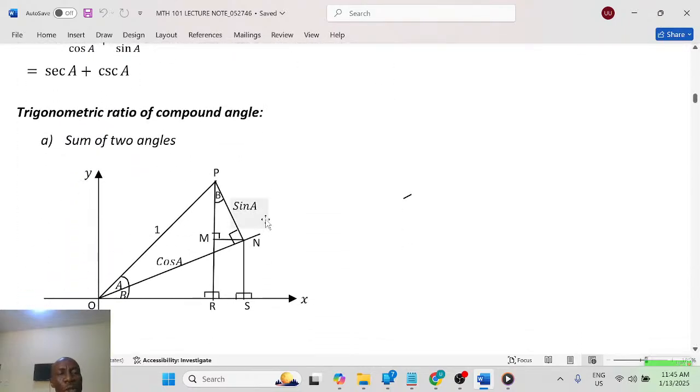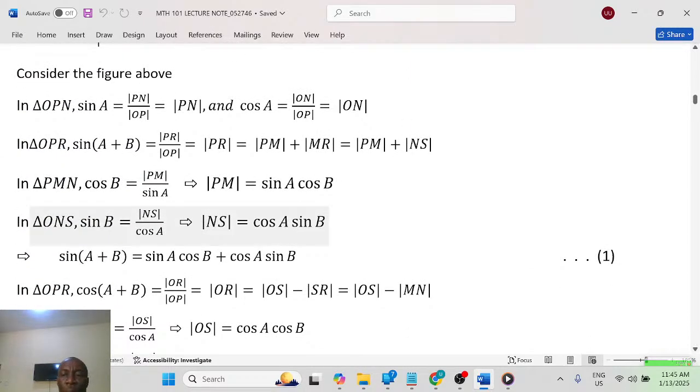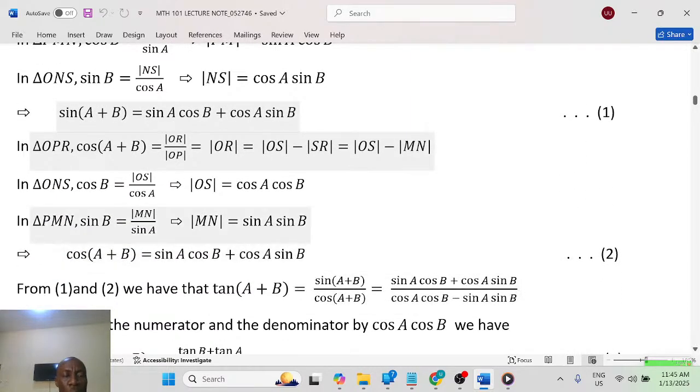So we come to trig ratios of compound angles. Other trig ratios of compound angles: we have equation 1 there, that sine of two angles, angle A and angle B, sine bracket open A plus B, is the same thing as sine A cos B plus cos A sine B. Now for the second one, cos of A plus B is equal to cos A cos B minus sine A sine B. Now we come to the third one, which is tan of A plus B.